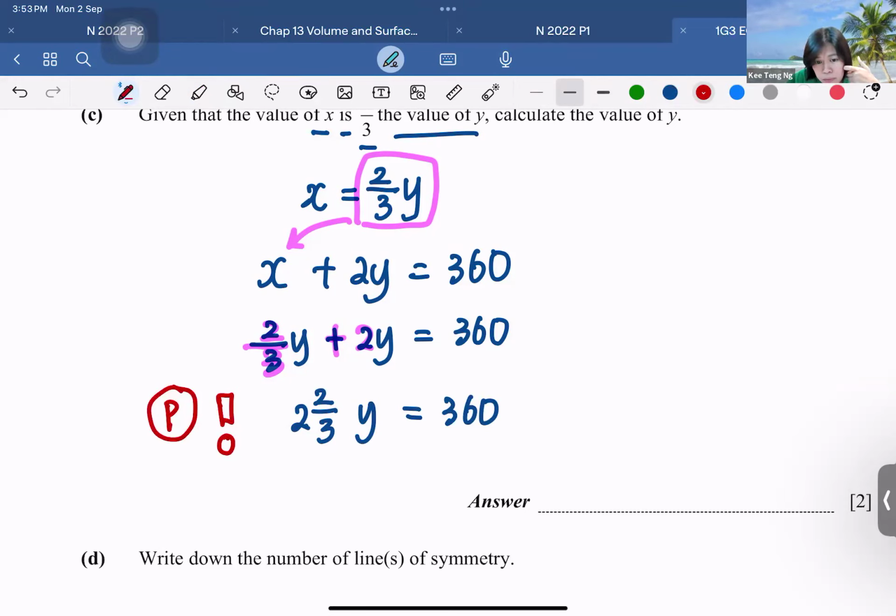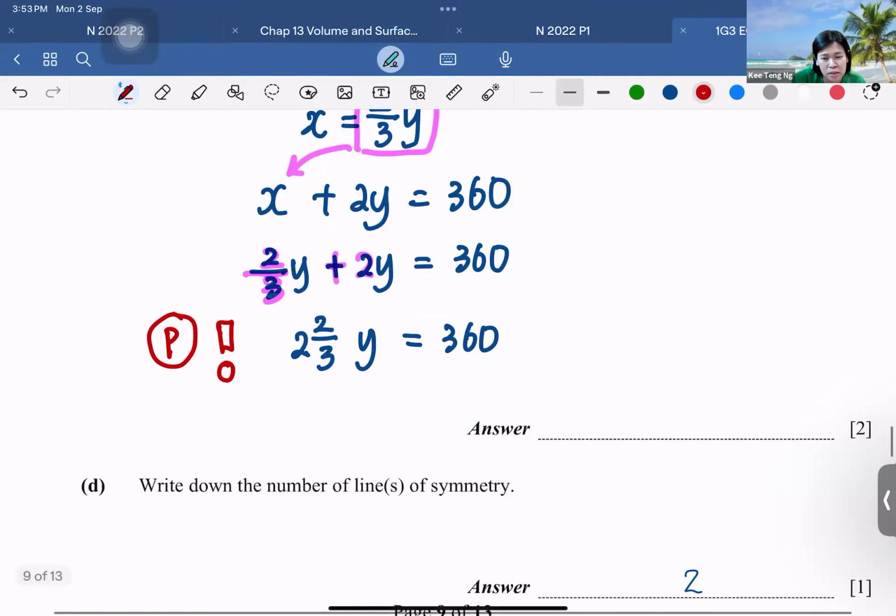Anyone can tell me. It's not technically fully wrong. The concept is the same, but this is not correct. Who can tell me why this is not correct? Nobody? Yes, thank you, Ryan Q. In algebra, you cannot write it as a mixed number. You have to use improper fraction, right?